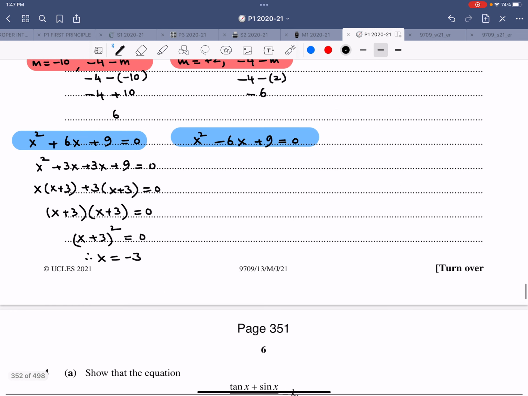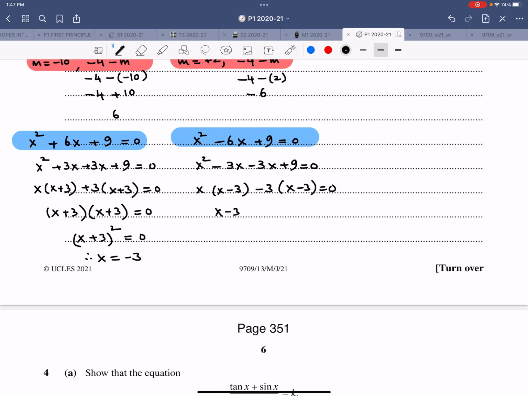When this scenario is there, x squared minus 6x plus 9 equals 0. x(x minus 3) minus 3(x minus 3) equals 0. x minus 3 equals 0. (x minus 3) whole squared equals 0. Therefore, x is equal to plus 3. So you get two values of x. And now what else do you need? You need the corresponding values of y.